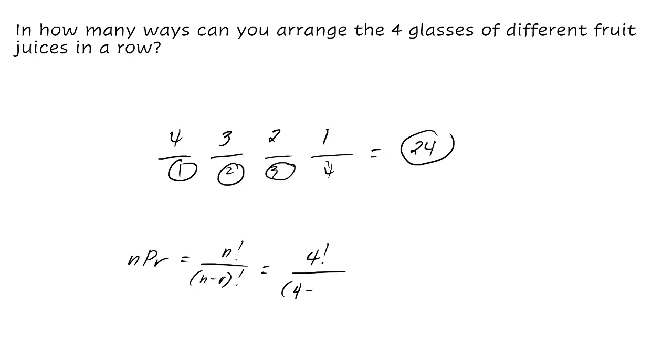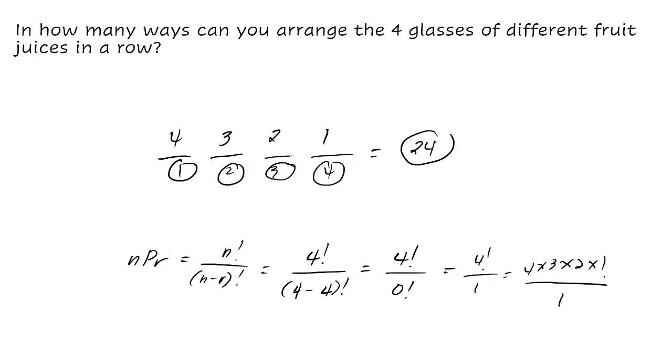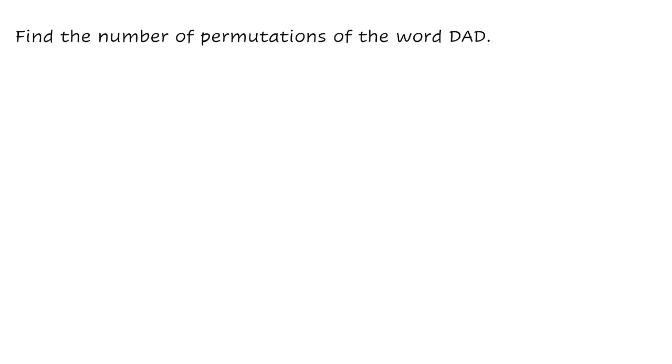2, 3, 4. So, we have 4 also, factorial, which is equal to 4 factorial divided by 0 factorial because 4 minus 4 is 0. So, alam natin na ang 0 factorial is simply equal to 1. So, that will give us 4 factorial over 1 or 4 times 3 times 2 times 1 over 1 which is equal to 24 pa din. Ayan.